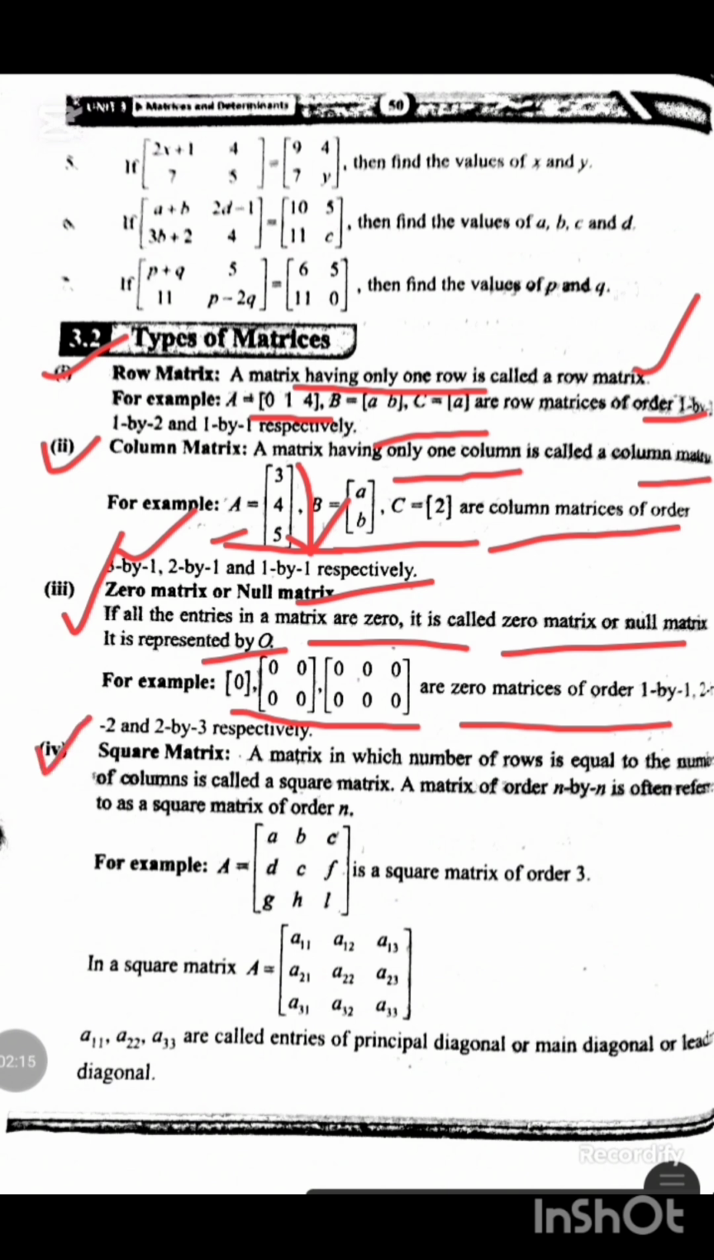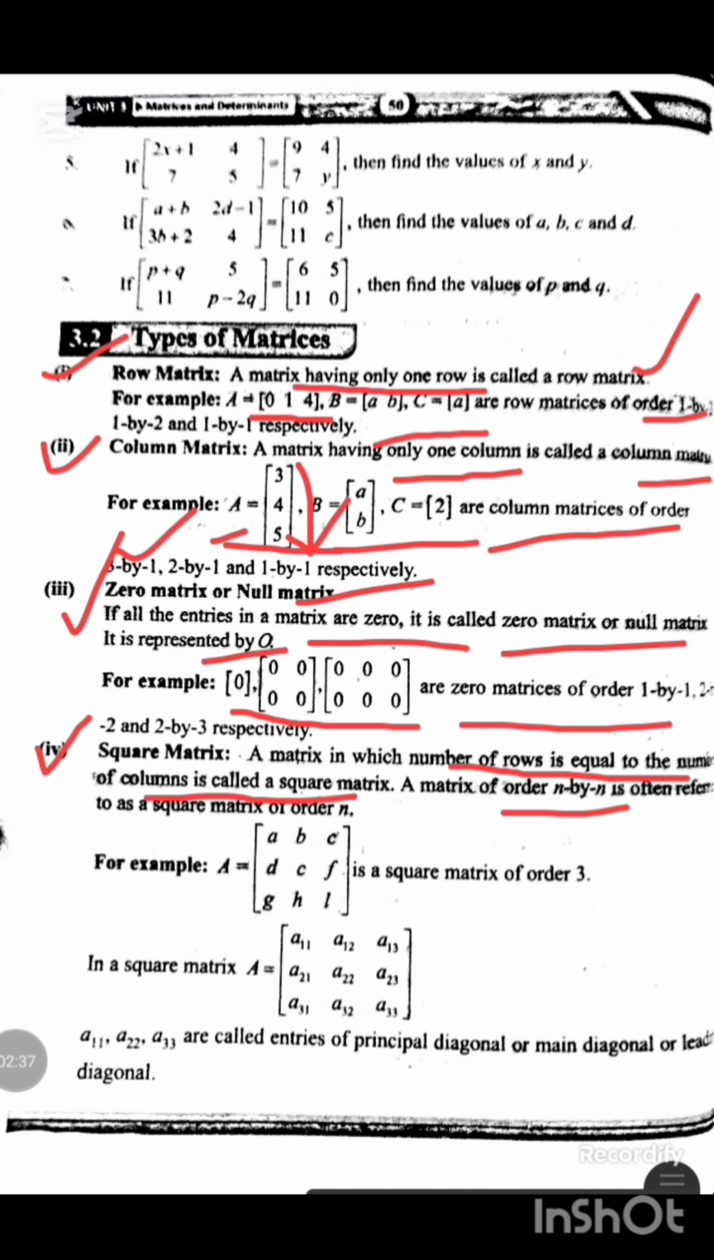Next we have square matrix. A matrix in which the number of rows is equal to the number of columns is called a square matrix. It means that whenever we have a matrix of order n by n, the number of rows and the number of columns will be the same. So that matrix will be called a square matrix.